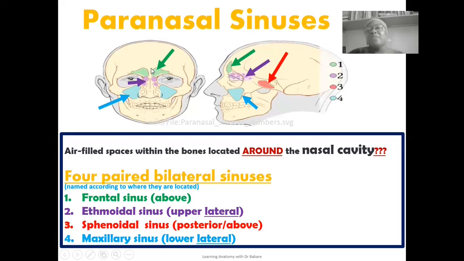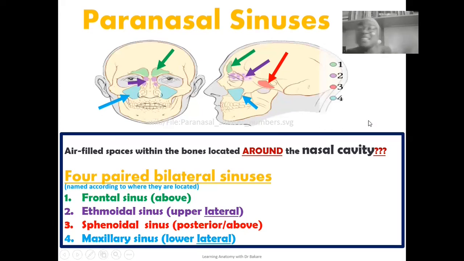While we have the frontal sinus located above it, we have the sphenoidal sinus, as shown in this image, located behind, that's posterior to the nasal cavity, although it is at the upper part of the posterior region of the nasal cavity. So that is how that is presented in terms of their position around the nasal cavity.